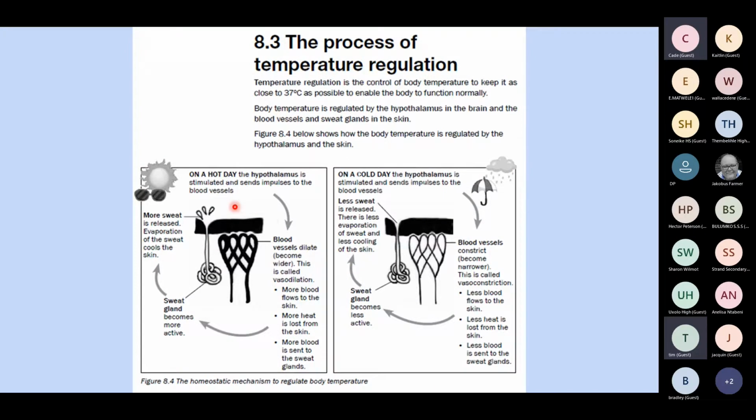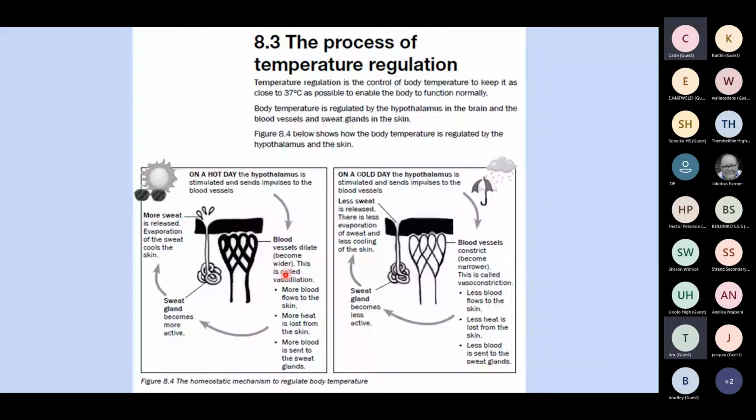The hypothalamus is stimulated. It sends an impulse to the blood vessels. Now take note of the diagram, grade 12s. Something needs to happen to the blood vessels. They become wider. They dilate. Look at the diagram. They are wider. And this is called vasodilation.